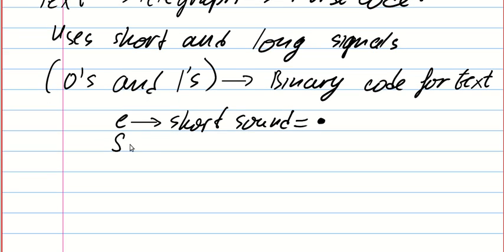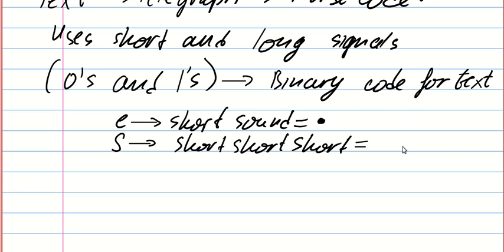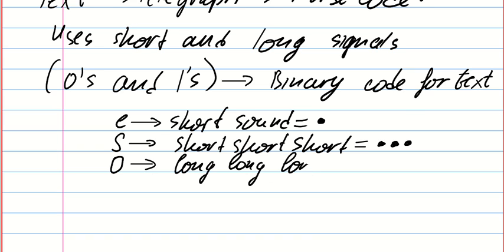And for letter S, it's short and short. So it's dot, dot, and dot. That's for S. And for O, for example, it's long and long. And usually for long ones, these are dashes. So 3 dashes means long, and long.